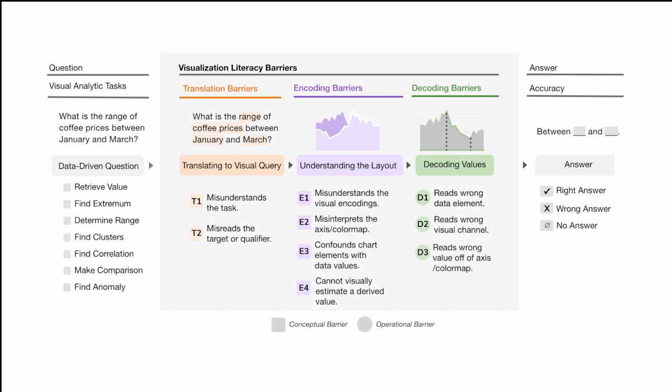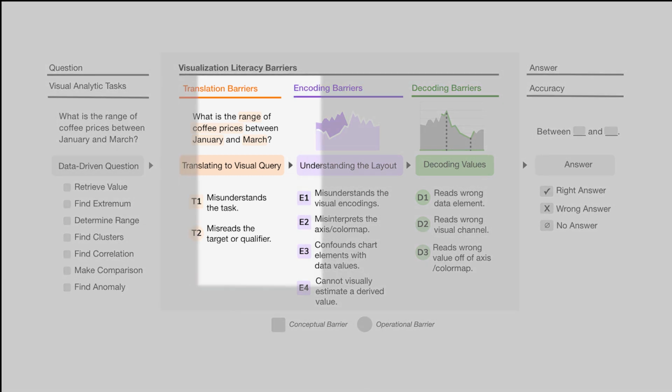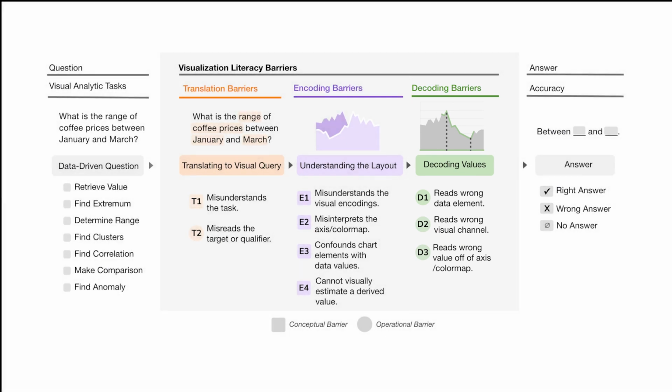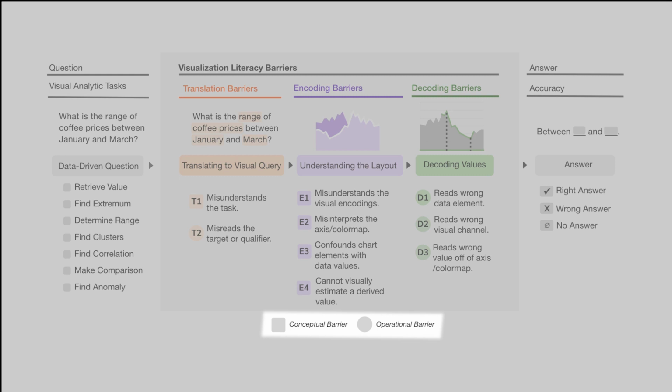Our analysis of participant rationale when answering a VLAT question incorrectly resulted in a higher-level classification of barriers into 3 main types: translation barriers, encoding barriers, and decoding barriers. We also distinguish between conceptual and operational barriers.